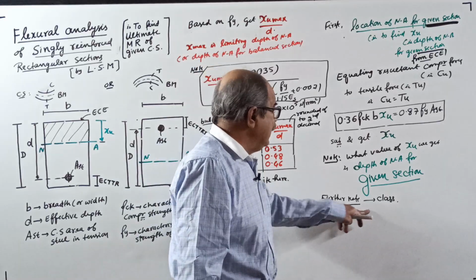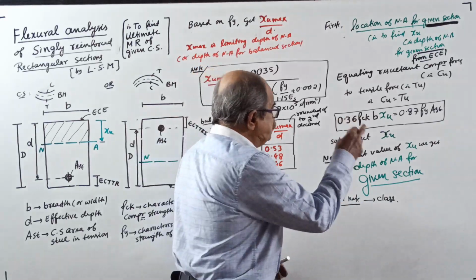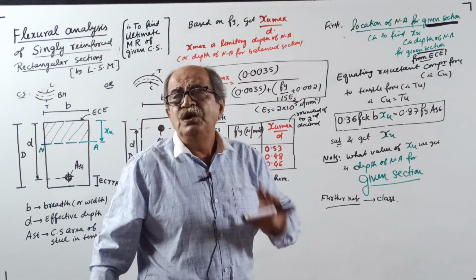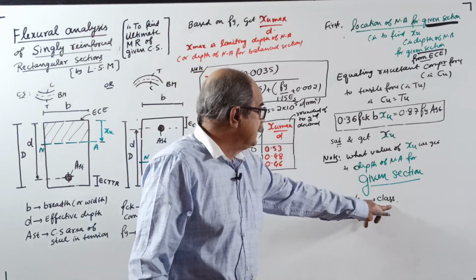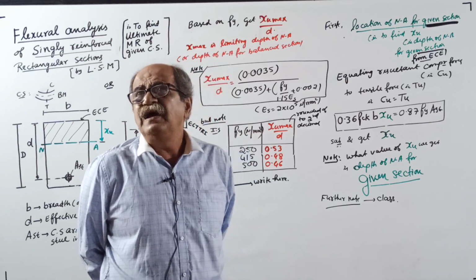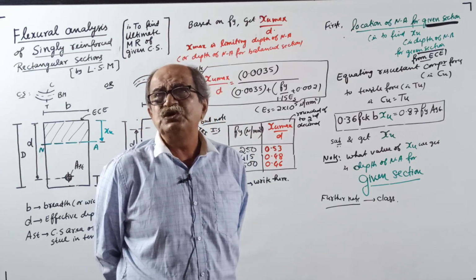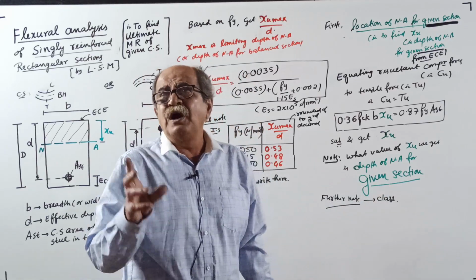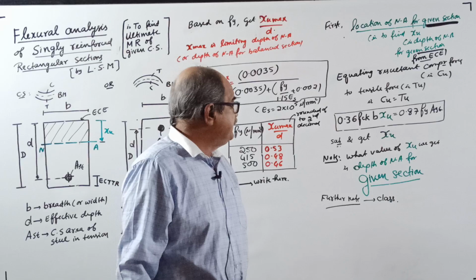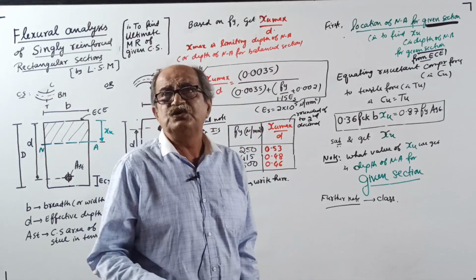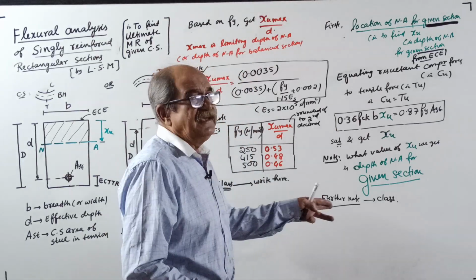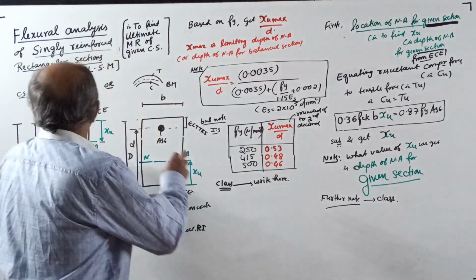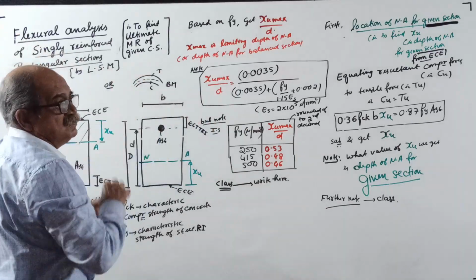Now, further note in the class. Once you get XU, now is the time to decide whether the cross section is under reinforced or over reinforced. Therefore, the next step will be the information to decide whether the cross section is under reinforced or over reinforced. For that you require XU max. Therefore, I will continue now with the next step. I am removing this full now.